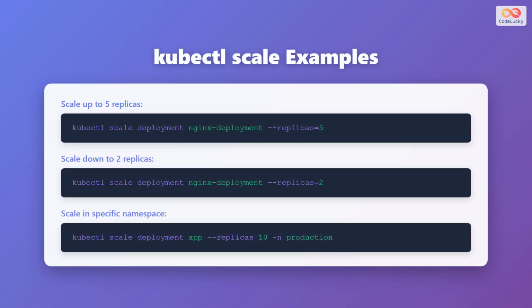Let's look at practical examples. To scale up to 5 replicas, you would run kubectl scale deployment nginx-deployment --replicas=5. To scale down to 2 replicas, use the same command but change the replica count to 2. You can also scale deployments in specific namespaces by adding the -n flag followed by the namespace name, such as production.